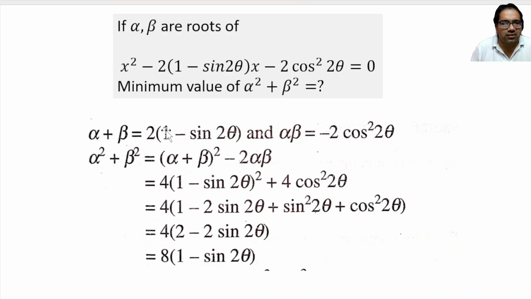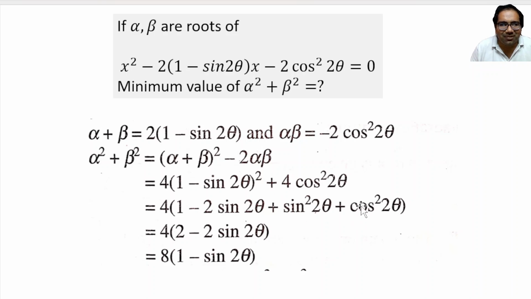Alpha plus beta whole square. That is 2 into (1 minus sine 2 theta) whole square. That is 4 into (1 minus sine 2 theta) whole square. Minus 2 alpha beta. Minus 2 into minus 2 cos square 2 theta. This becomes minus into minus, plus 4 cos square 2 theta. If you expand this, what will happen? Taking 4 common on both places, 4 times (1 minus 2 sine 2 theta plus sine square 2 theta plus cos square 2 theta), because this 4 we have already taken common.